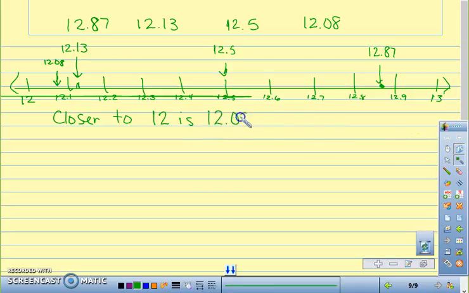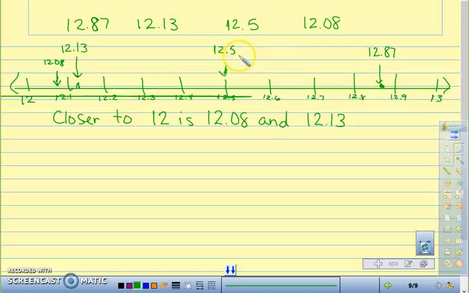Sorry, 12 and 8/100. And 12 and 13/100, because those are awfully close. Ooh, I have 12 and 5/10 in the middle. So let's think about that. Will that go up to 13, or will it go down to 12?